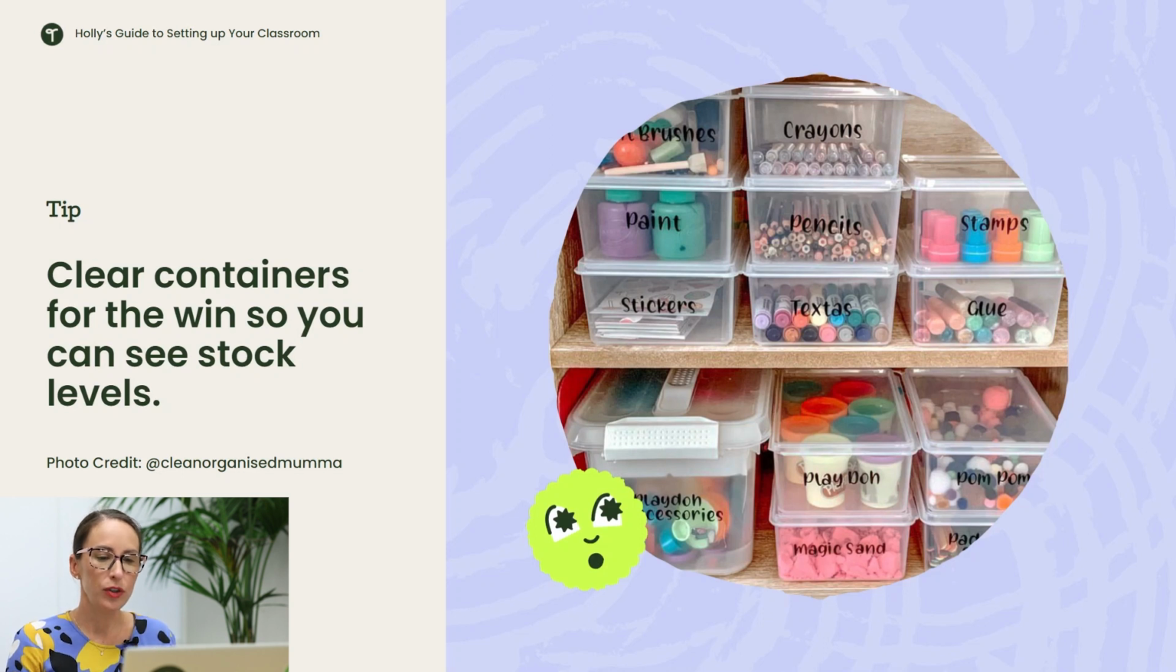This is a beautiful photo from an Instagram page called Clean Organised Mama. She talks more about at home, but this definitely works in the classroom. And clear containers are fantastic to keep track of stock levels. So you can see whether your crayon supplies are running low, or your paints are running low, or you need to get some more Play-Doh. It's just easy to see what you have and whether you need to purchase anything else.